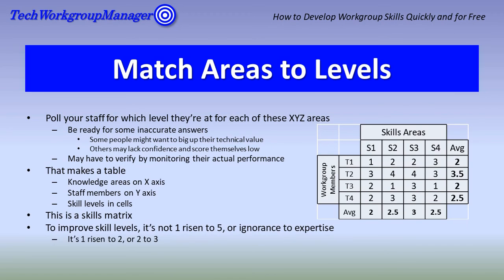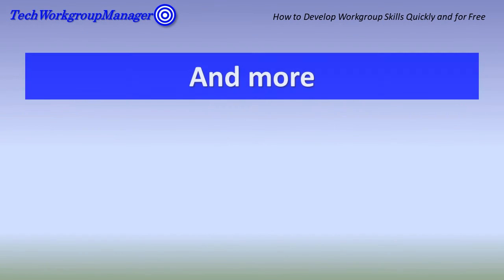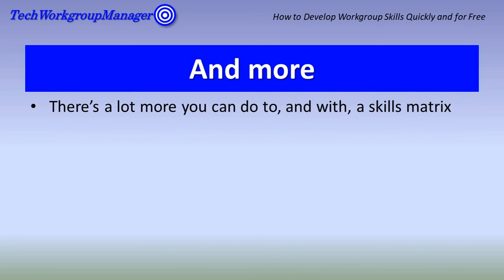It's a level 1 risen to a level 2 or a level 2 risen to a level 3. And that can be scripted. It can be learned by rote quickly. And success is measurable because you can see how people have moved from 1 to 2 or from 2 to 3. Matching areas to the levels is the next thing you need to do in terms of this skills matrix deployment. There's a lot more you can do to and with the skills matrix.